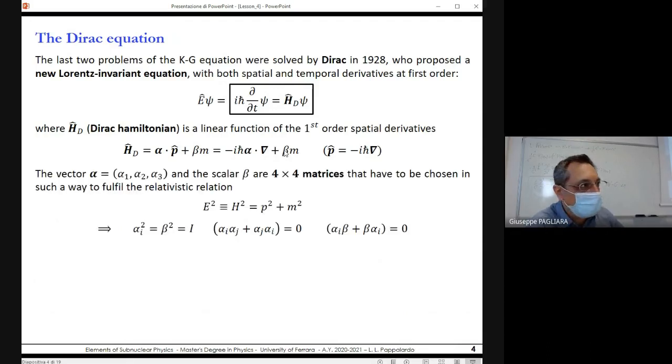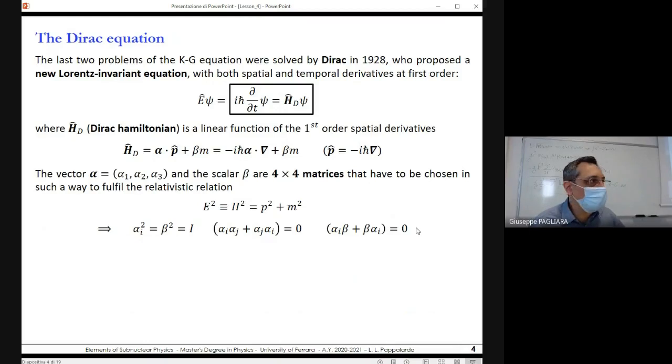So alpha is a three-component vector, and both alpha and beta are actually 4x4 matrices. Those have to be chosen in such a way as to fulfill the relativistic equation, the standard energy-momentum equation in relativity. This is only possible if the alpha and beta matrices fulfill these conditions: the square of each of them must be equal to the 4x4 identity matrix, and they have to fulfill these anti-commutation relations, among alphas or among alpha and betas.